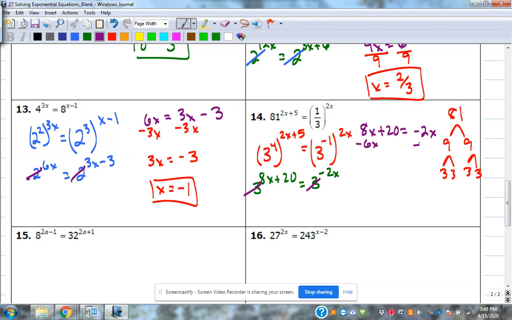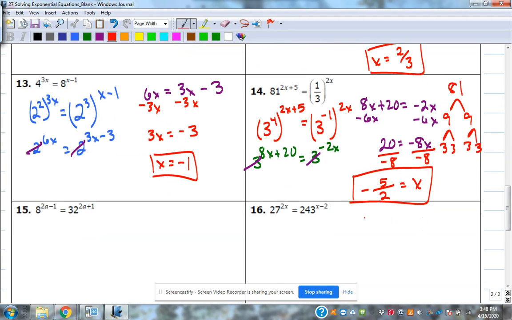Subtract 6x. 20 is equal to negative 8x. Divide by negative 8 and reduce. So 4 goes into both of those. Negative 5 over 2 is equal to x. Okay.